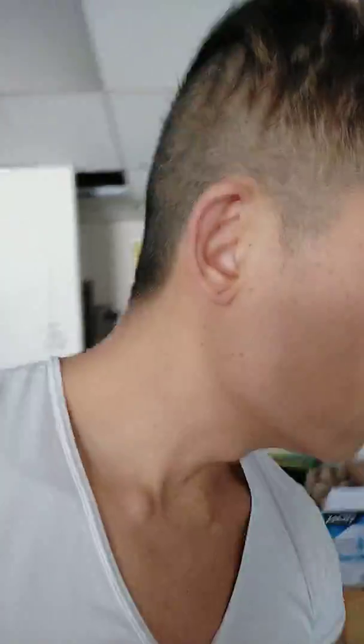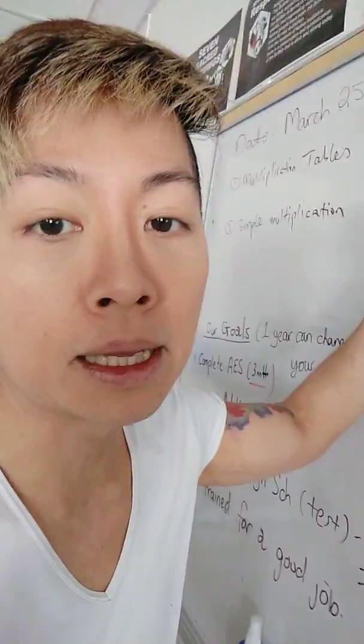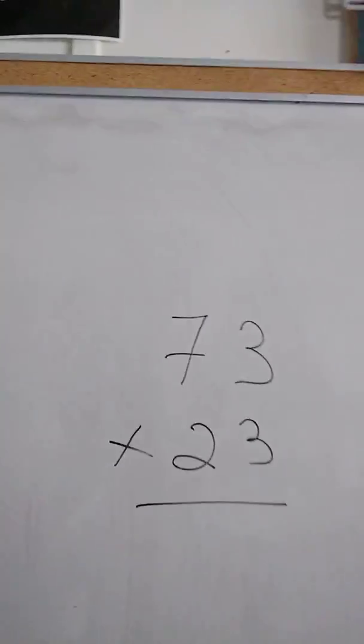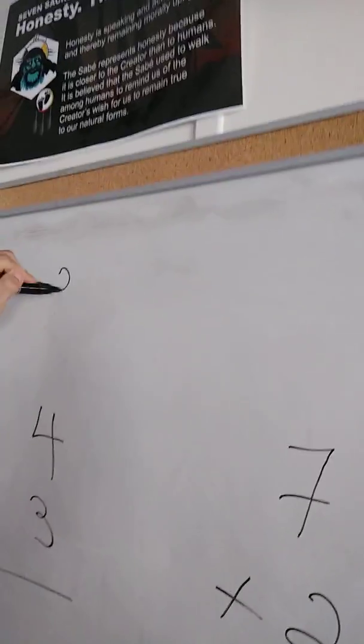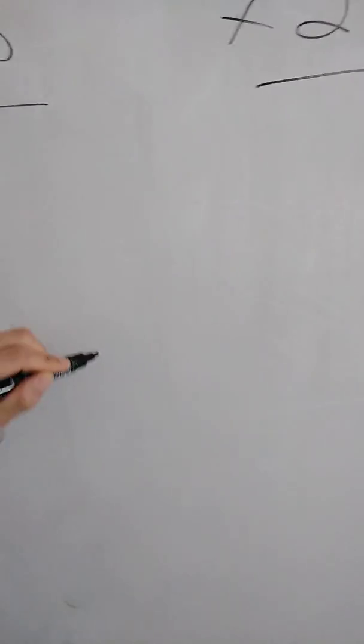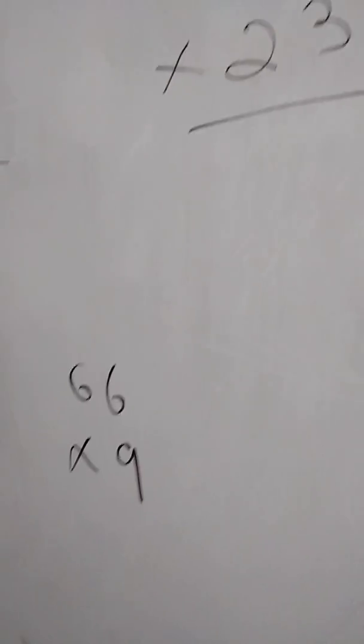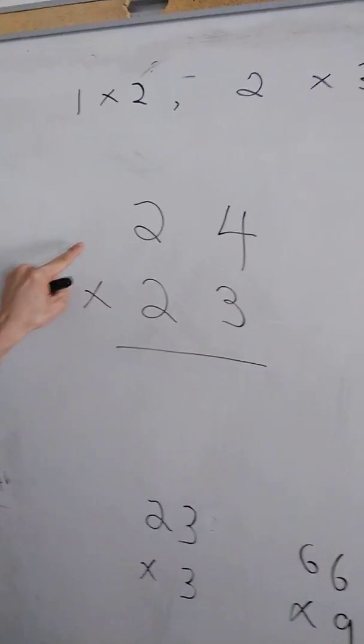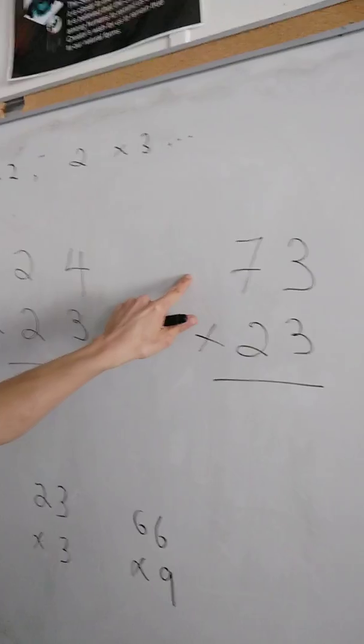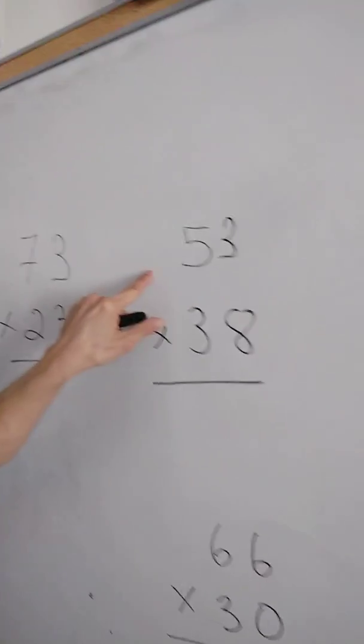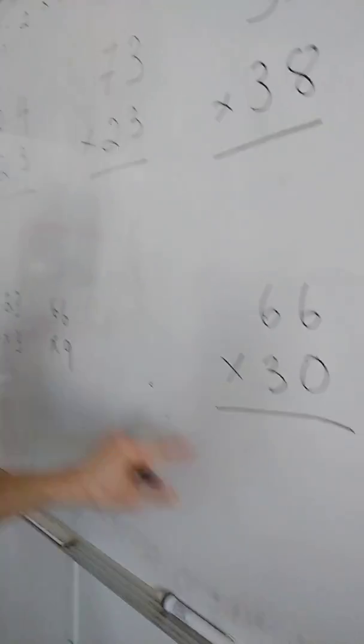If you have done simple multiplication, you would know how to do simple multiplication, like 1 times 2, or 2 times 3, and so forth. If you have done yesterday's lesson, you would have been able to do simple multiplication like 23 times 3, 66 times 9. Okay, but what if you encounter questions like 24 times 23, or 73 times 23, or 53 times 38, or 66 times 30?